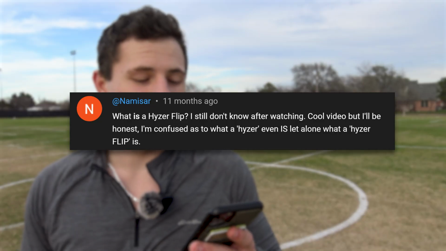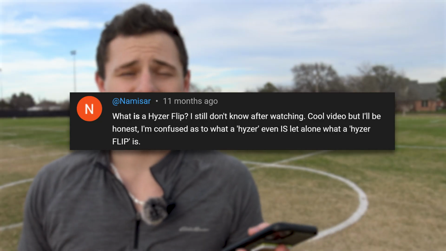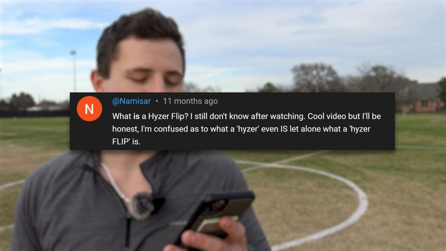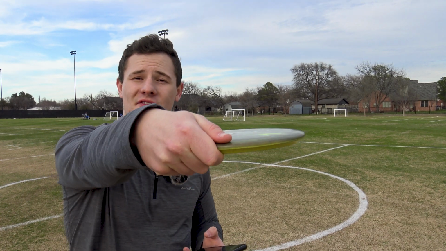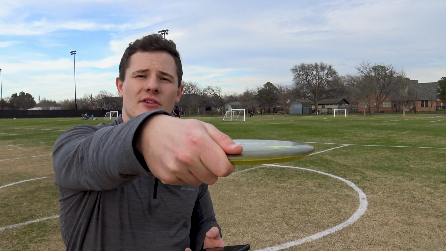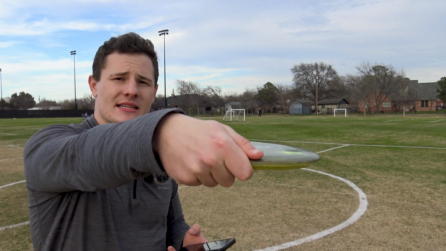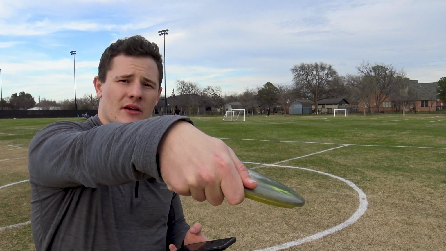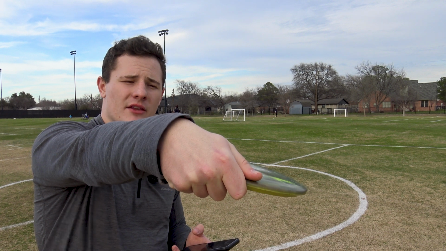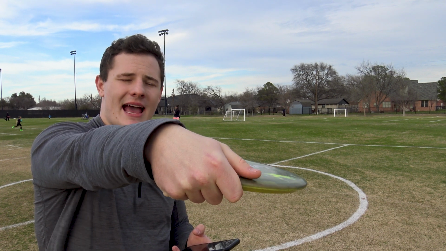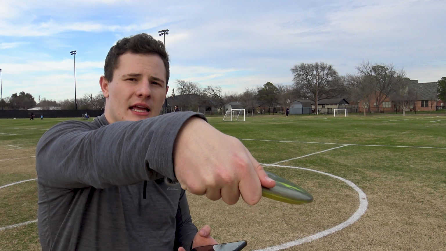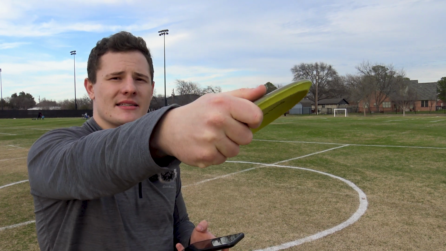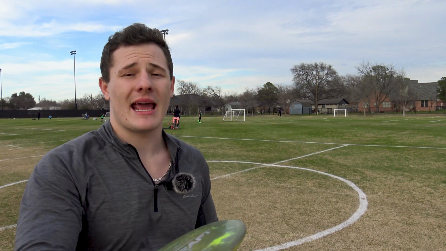But Namasar asked what a hyzer flip was after watching the video. He seemed to be confused about what a hyzer is. Pretty much the best way that I can explain it is if this is throwing the disc flat, a hyzer is when the disc is down like this. Okay, so my thumb, right, the direction that my thumb is pointing, that edge of the disc is going down, and that's going to be a hyzer. If it's up, right, the edge of that disc is facing up, that's now an anhyzer.